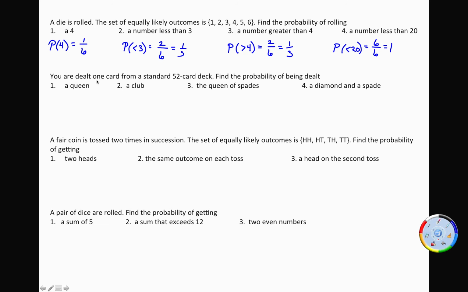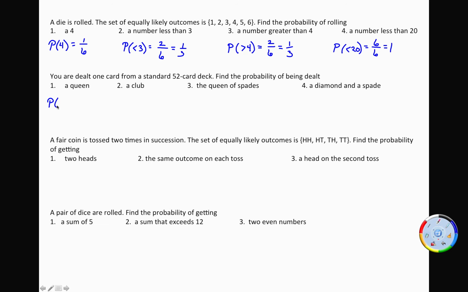What about this? You're dealt 1 card from a standard 52-card deck. Okay, so let's refresh our memory of what a deck of cards consists of. There's 4 separate suits: hearts, clubs, spades, and diamonds. Each suit consists of 13 cards, the ace through 10, and a jack, queen, king. Find the probability of being dealt a queen.